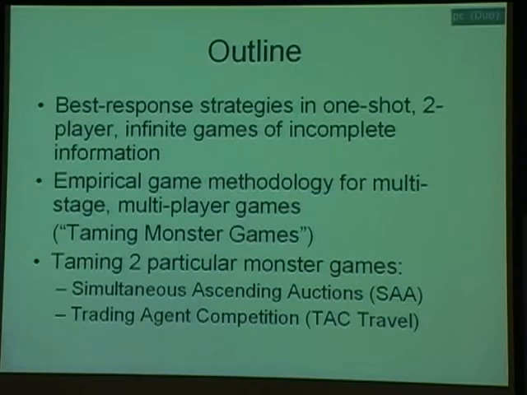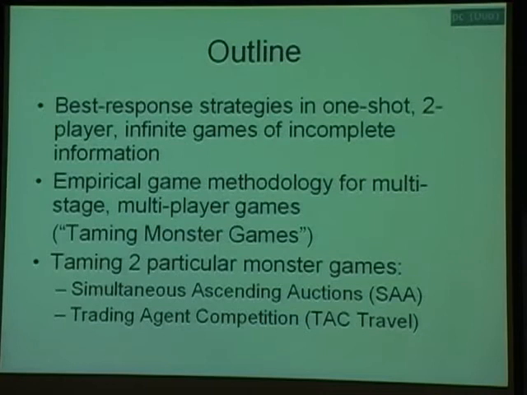Okay. Here's what you've really come for. I'll first describe my analytic approach to generating best response strategies in a class of one-shot, two-player, infinite games of incomplete information, and use that to find Nash equilibria, and that works for many simple games. I'll give you examples of those. For more complicated games, I'll describe the empirical approach, and it's applicable to two monster games in particular, the trading agent competition and simultaneous ascending auctions. I'll talk about those briefly at the end.